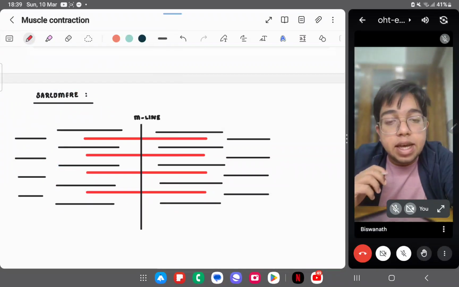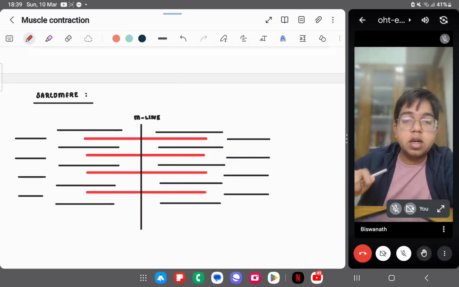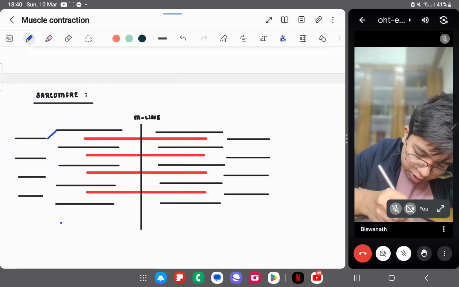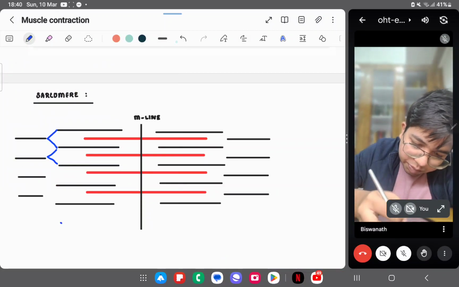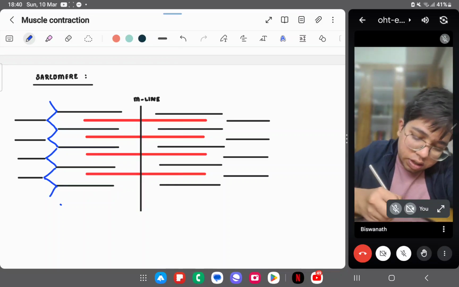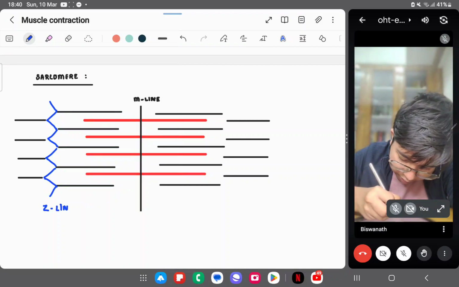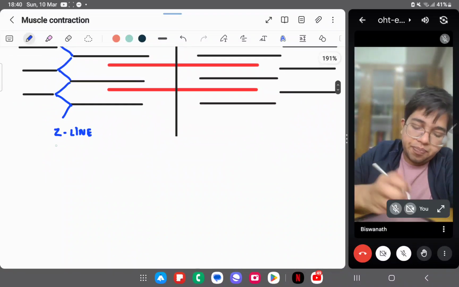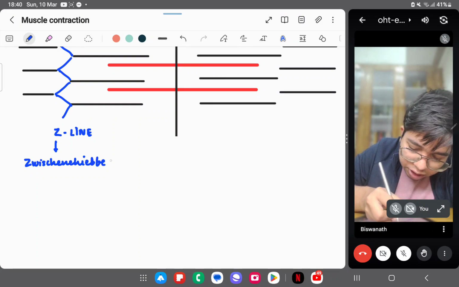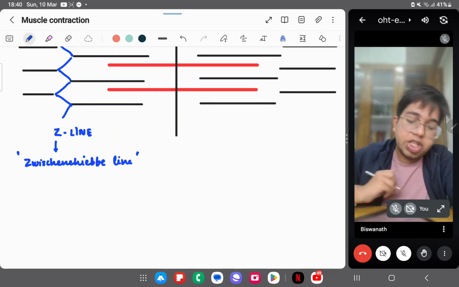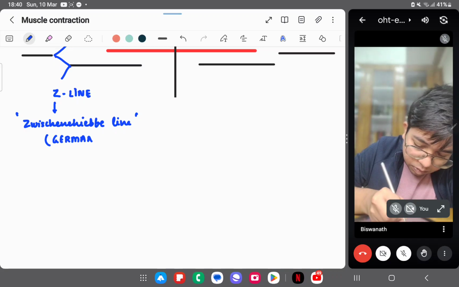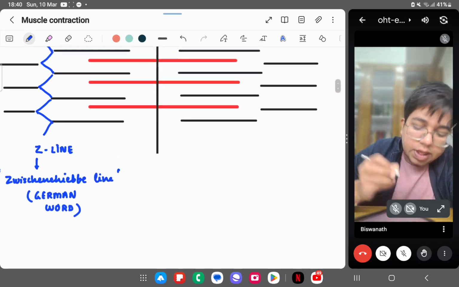Z line means a zigzag line that will be connecting the I bands in a zigzag fashion. This blue one is basically your Z line. And this Z stands for Zwischenscheibe line. Zwischenscheibe is a German word.